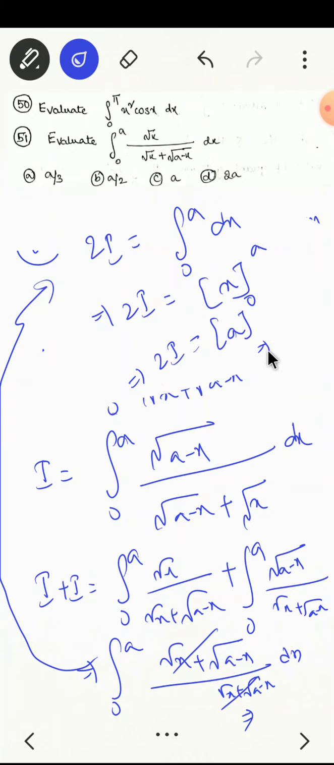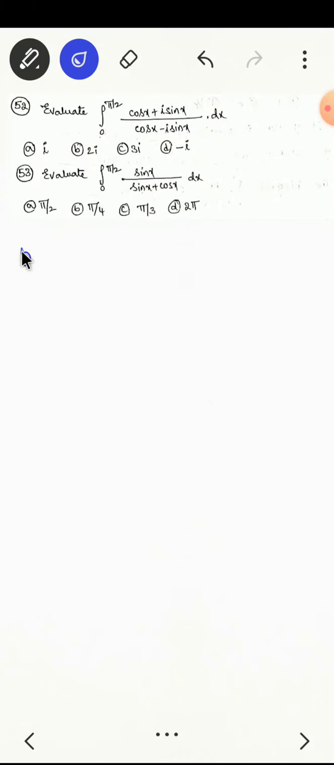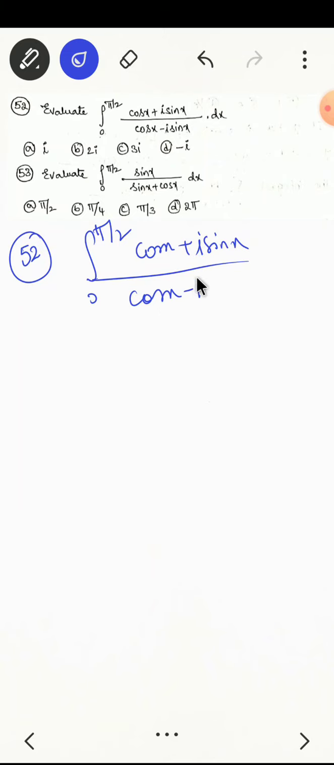So that is I is equal to a by 2. So which option? Option B is correct. Okay. Then let us go for solving problem number 52. Integral 0 to pi by 2 of (cos x plus i sin x) divided by (cos x minus i sin x).